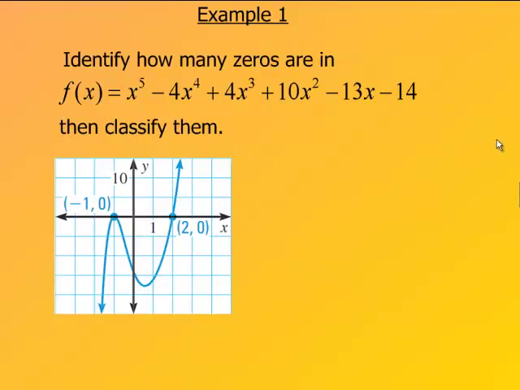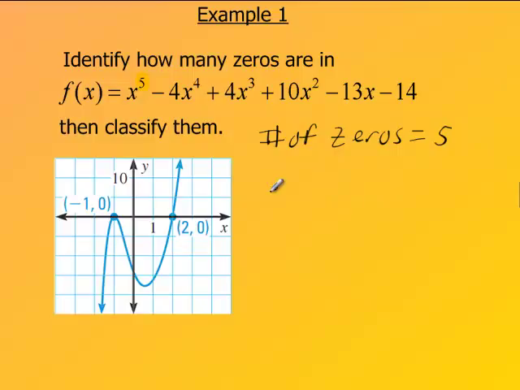So we're going to identify how many zeros are in this function f of x equals x to the 5th minus 4x to the 4th plus 4x cubed plus 10x squared minus 13x minus 14. The total number of zeros is going to be the same as the degree. So as I can see that this is a 5th degree polynomial, then the total number of zeros is going to equal 5.